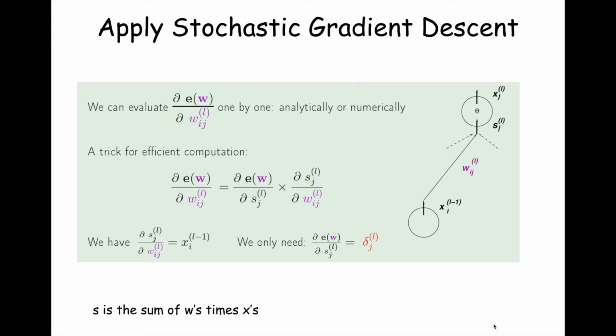So said differently, if we were to take the derivative, we say that the derivative of the error with respect to the weight vector in layer L, Wij superscript L, is the same as the product of two things. The derivative of the error with respect to the signal at node J at layer L times the derivative of the signal at node J layer L with respect to weight vector Ij at layer L. Does that make sense? Any questions about this?